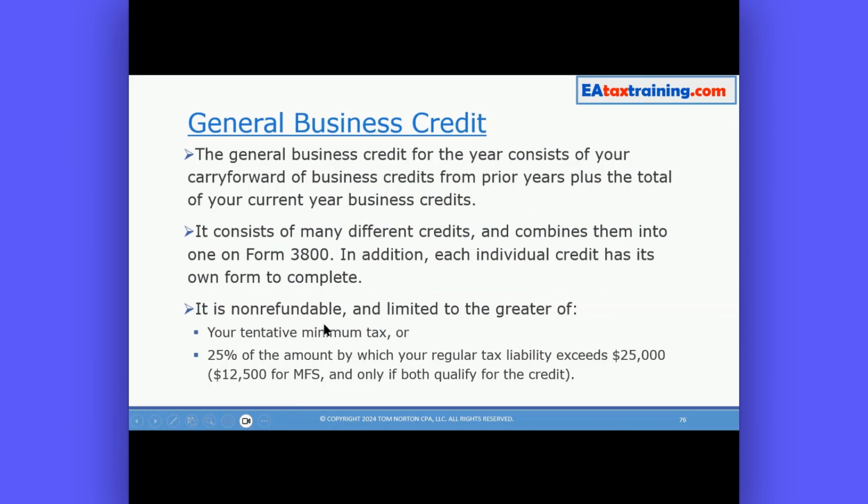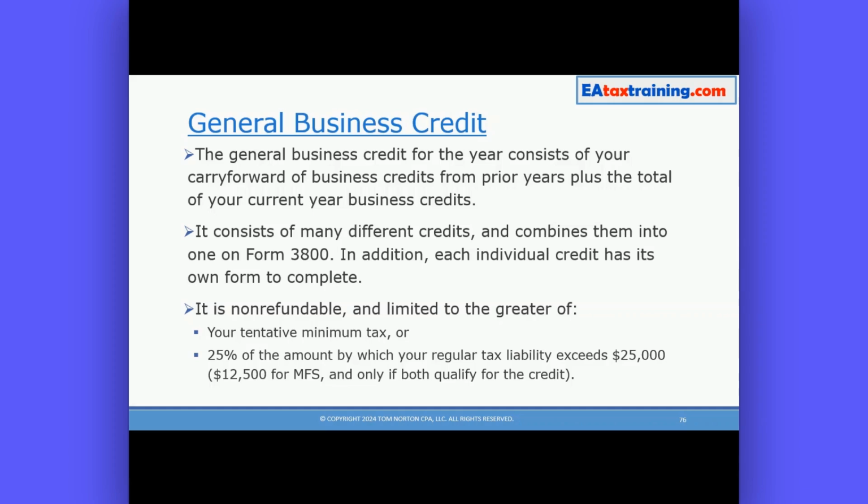General business credit is non-refundable. So let's remind ourselves what that means. You've got two different types of credits in the tax law, refundable and non-refundable. Refundable means that not only do you get to use it to eliminate your tax liability, but if you've got more credit than your tax liability, you get a refund of the difference. So if your tax liability is $3,000 and you have a $4,000 credit, then that credit will wipe out your tax liability altogether. So you'll owe zero, and the government will send you $1,000. That is a refundable credit.